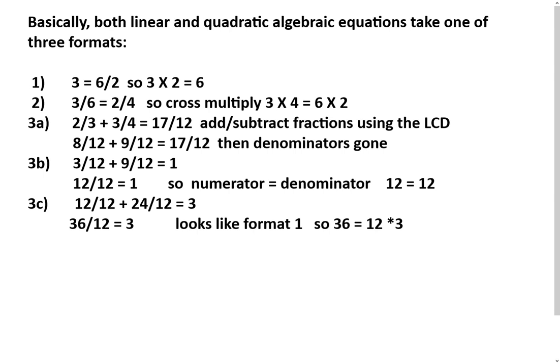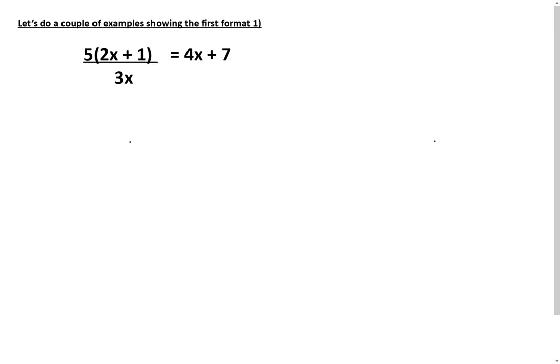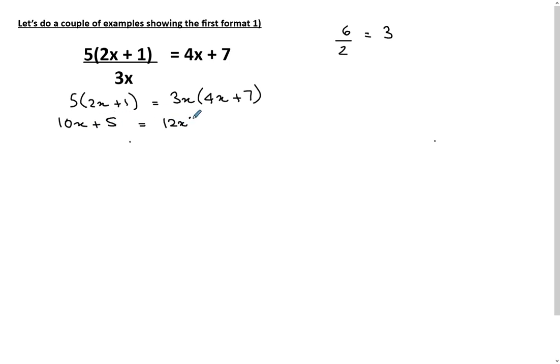Okay, let's take an example. If you've got this question here in your exams, then when you look at it, a smile appears on your face and you think, oh, this looks like 6 divided by 2 equals 3. So I will cross multiply. So I've got 5(2x plus 1) equals 3x times (4x plus 7). And let's expand. So we've got 10x plus 5 equals 12x squared plus 21x.